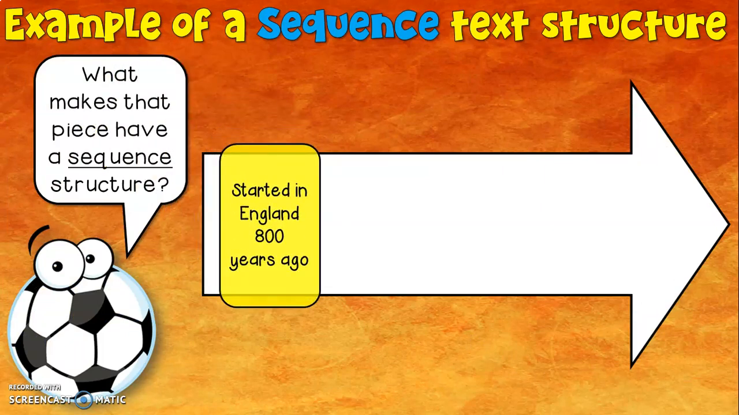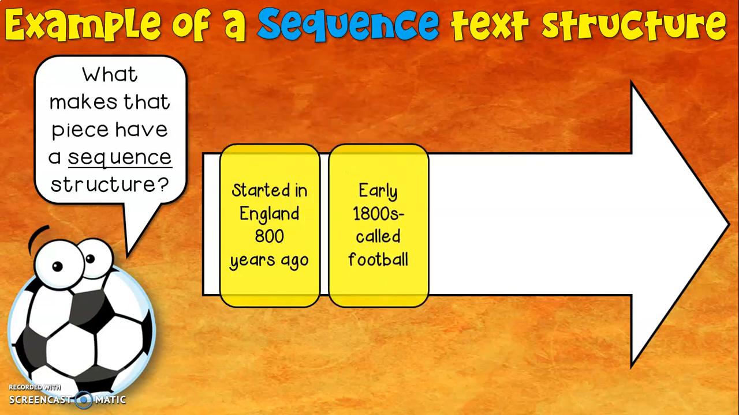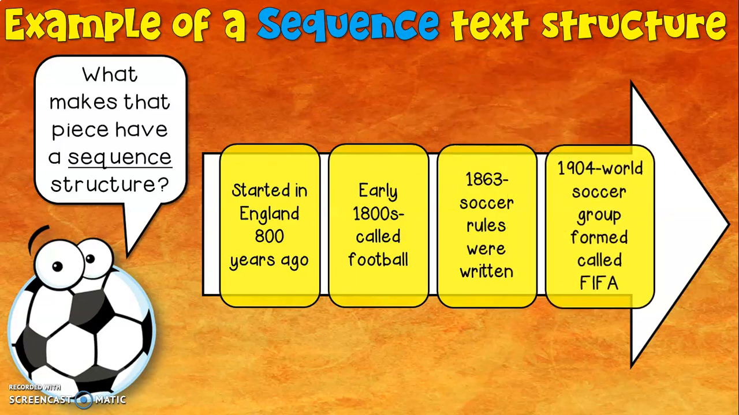Well, first it started off by telling me that it began in England 800 years ago. Then they gave us the date of the early 1800s where it was called football. They told us that in 1863, soccer rules were written, and in 1904, a World Soccer Group was formed called FIFA. So they gave us a timeline or a sequence of events about soccer and its creation.